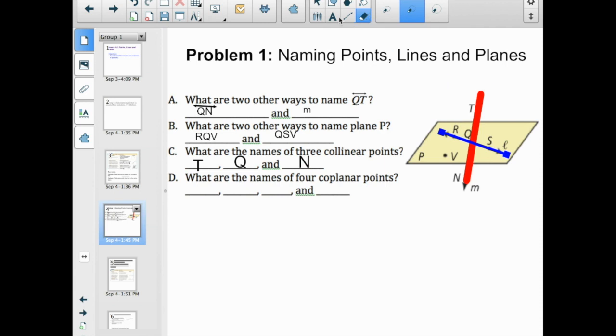Now we kind of addressed this other question already as well. It says, what are the names of 4 coplanar points? Well, in my picture right now, I have one plane. That's this yellow plane here. We already said earlier that it has 4 points on it. It has R, Q, S, and V. So that's what I would put in here. R, Q, S, and V.